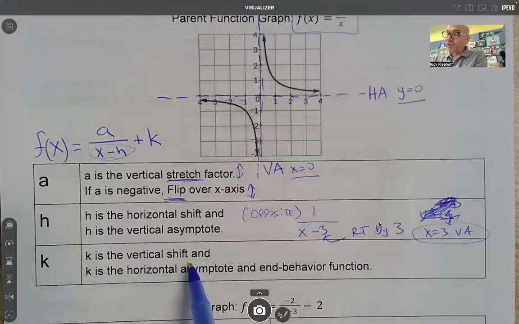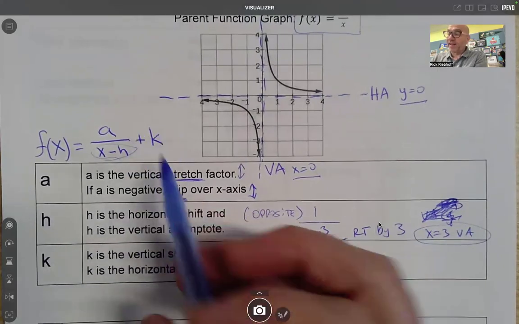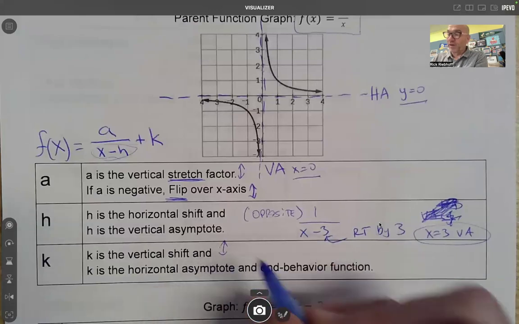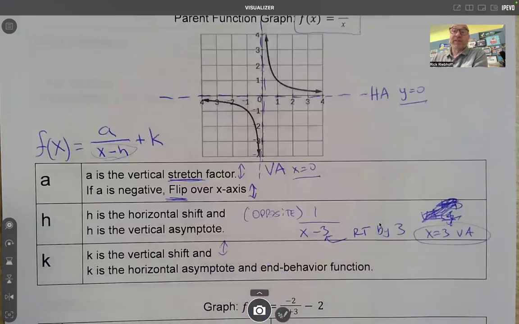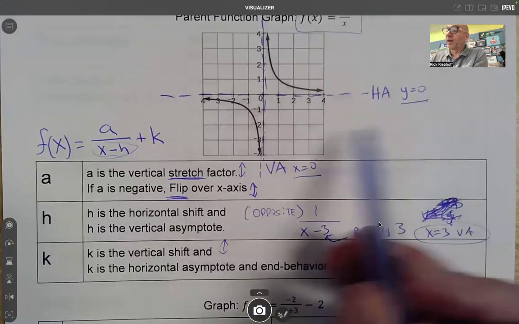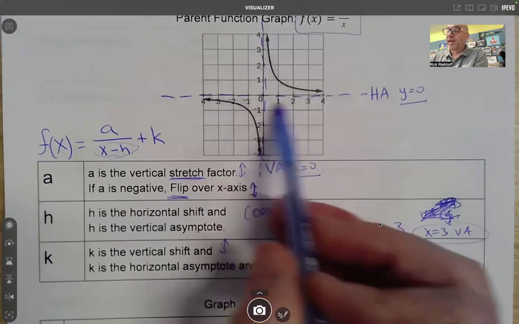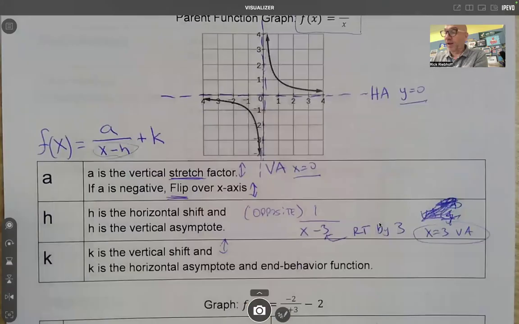K is my vertical shift, right? So that's the adding at the end. So that's going to be up or down, right? It's going to go the way we think it goes, right? K is the horizontal asymptote and end behavior function, right? So it's the horizontal asymptote and what happens in the long run. What is it going to be approaching as we go further and further to the right and further to the left? Notice it's approaching this same line right here.